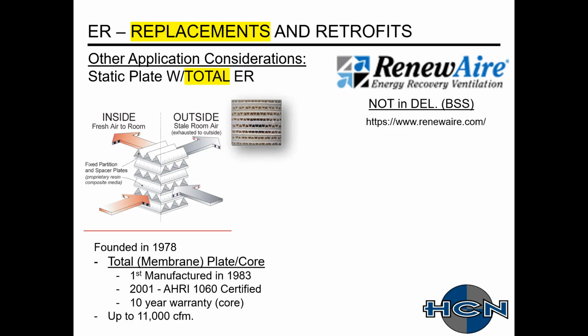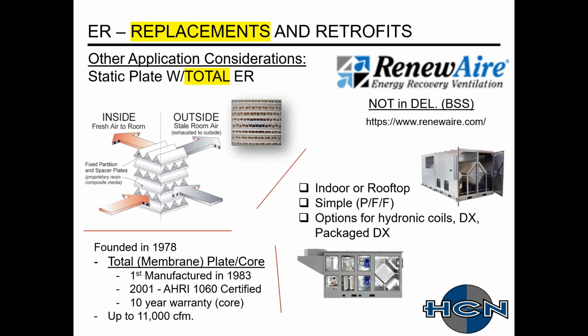Renewaire was founded in 1978. They first manufactured the core in 1983. Since 2001, they've been AHRI certified. The core itself has a 10-year warranty. It's available up to 11,000 CFM. And then Renewaire has this available as indoor units or rooftops. They have it as a simple plate, fan, and filter. And then just recently, over the past couple of years, they've expanded their offering for options with coils and DX with remote condenser, as well as a packaged DX unit that's shown there on the bottom.